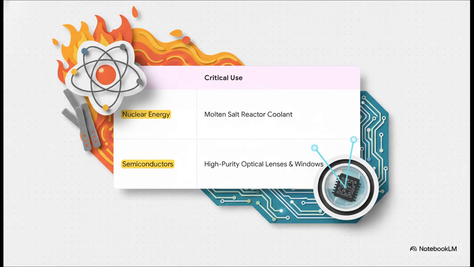And this is where you really see why it matters. We're talking about next-generation nuclear energy, where it's used as a coolant in molten salt reactors, something that can handle crazy temperatures and radiation. And, in the world of semiconductors, it's used to make the super high-purity lenses that etch the tiny, microscopic circuits onto our computer chips. And all of that power, it all comes from one simple little trade of a single electron.